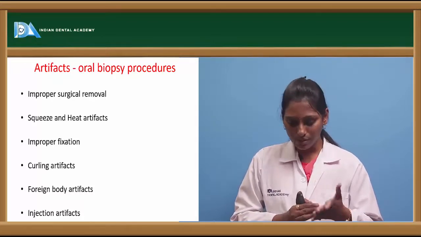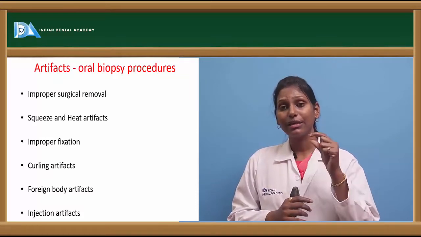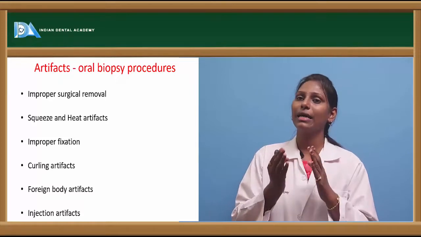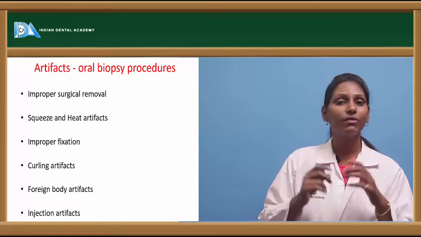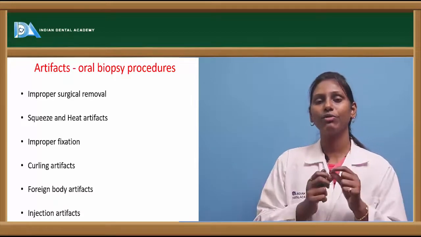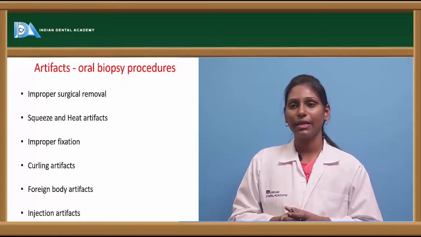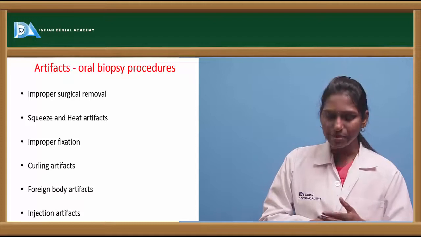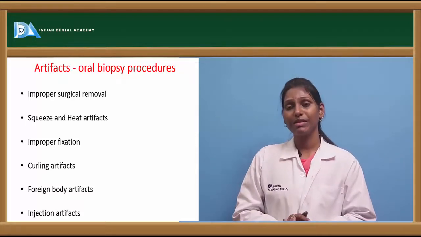Curling artifacts can also be seen, especially if the biopsy specimen is very small. What happens is it shrinks, leading to curling artifacts. Hence, it is always important to take an adequate amount of tissue, not very big, but adequate for proper histopathological diagnosis, to avoid these curling artifacts. Foreign body artifacts also can be seen sometimes, especially cotton, gauze pieces and suture material could be present within it.